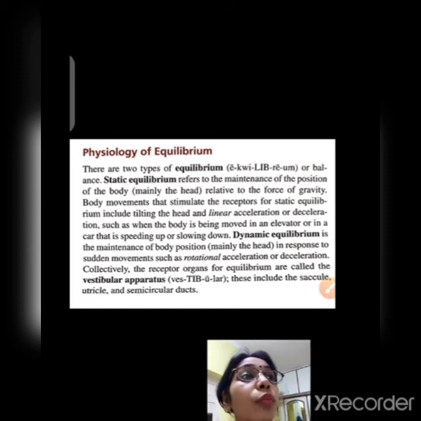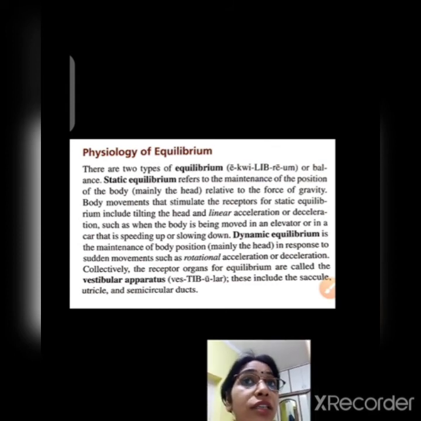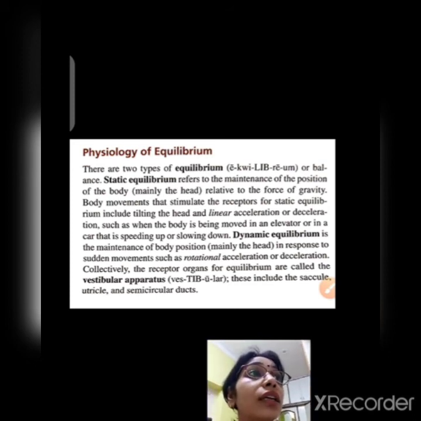The maintenance of body position or head in response to sudden movements or rotational acceleration. In static equilibrium there is linear acceleration and deceleration, and in dynamic equilibrium there is rotational acceleration or deceleration, as we saw in the swings. When we go to the swings, then there is this type of pathway.